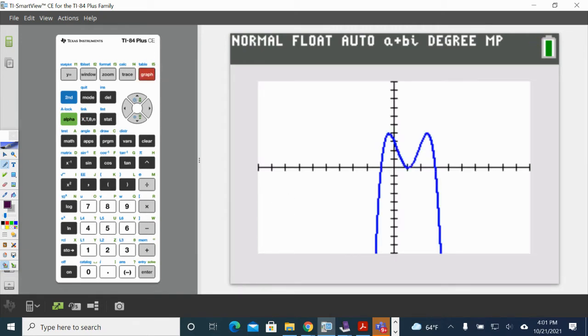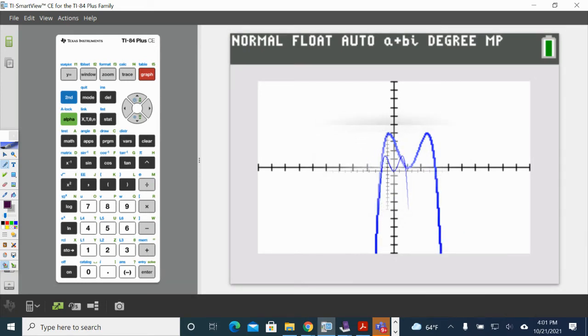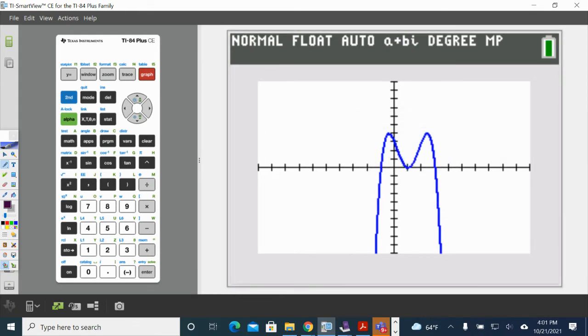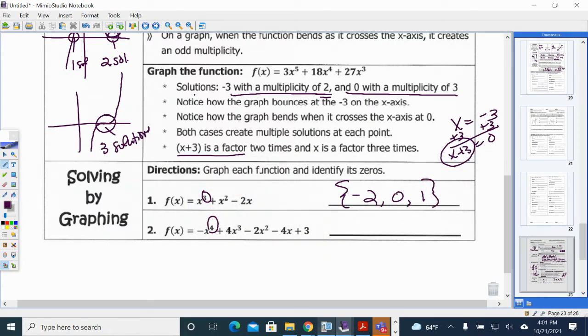Now, when looking at this, I only see 3. I see 3 points where this blue function hits the x-axis. Looks like maybe -1, a +1, and a 3. I was correct. So those are my 3 solutions: -1, 1, and 3.